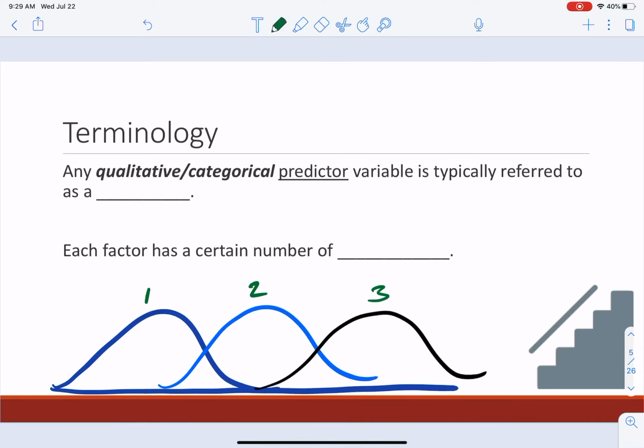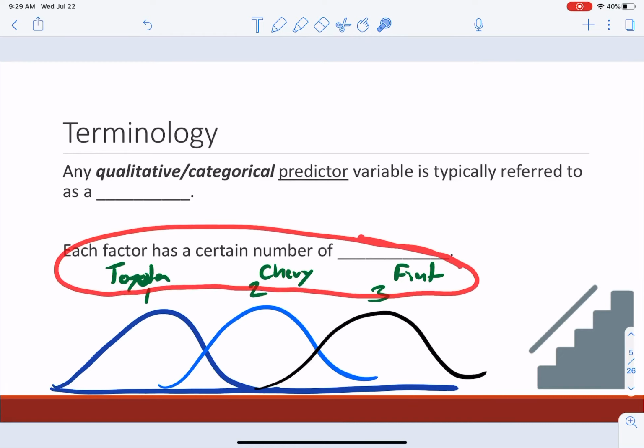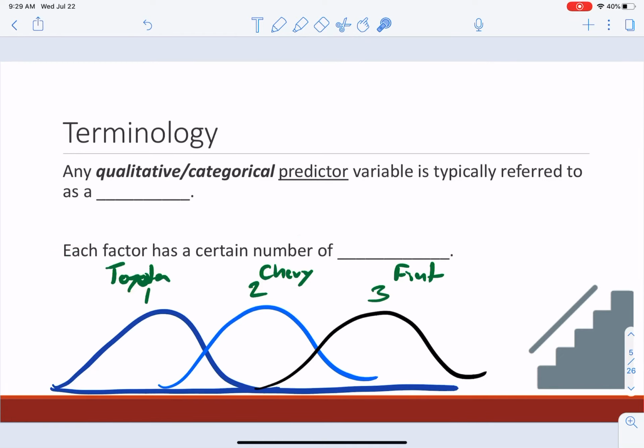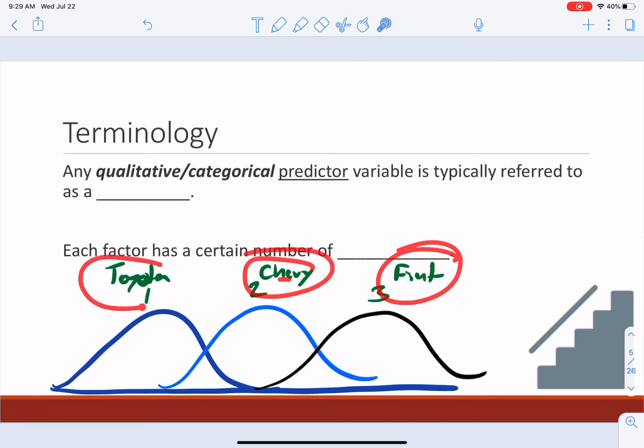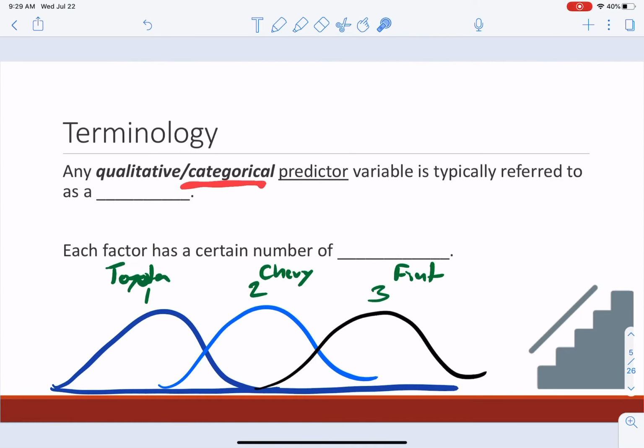This might be Toyota, Chevy, and Fiat. So we've got these three groups, and it's these three groups that are essentially telling us how the outcome is going to change, how gas mileage is going to change. All of these different categorical dividers are telling us how the outcome might change, how gas mileage might change.